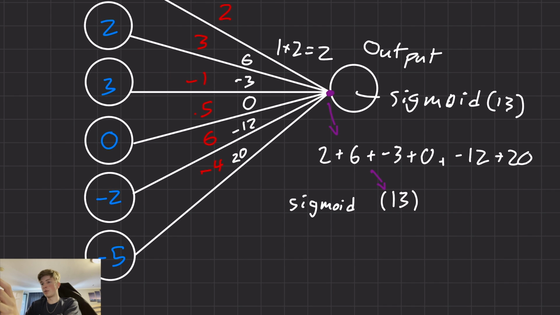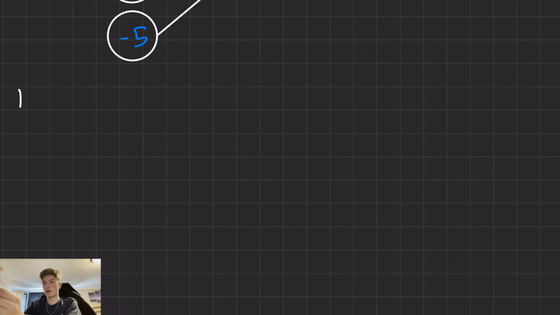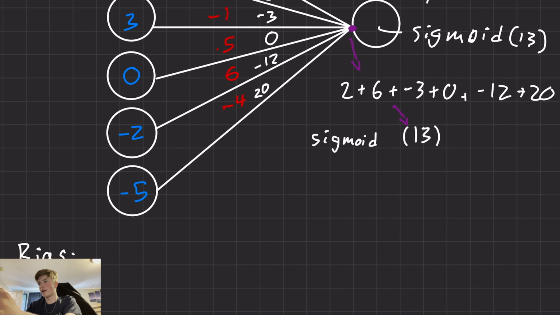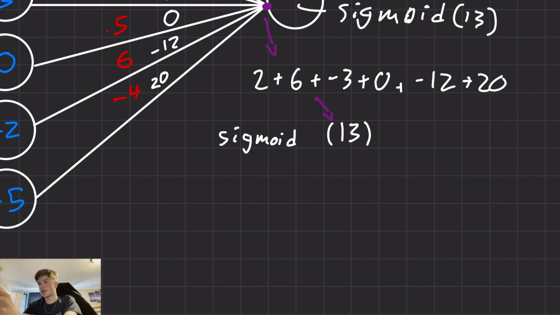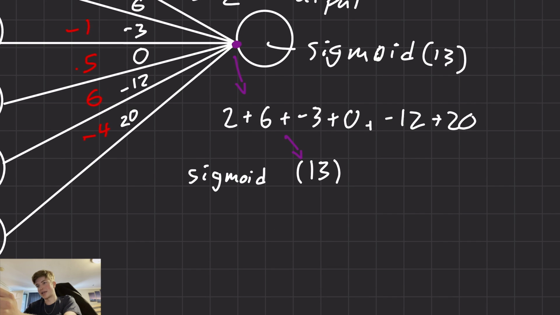And now feel free to do this if you want, because in the code last time, I had you make a sigmoid mapper. So you can just plug 13 into your sigmoid, and that's going to give you the output right here. So this output is just going to be the sigmoid of 13. And there's a quicker way to do this. But before we do that, we have to talk about one last feature, which is bias.